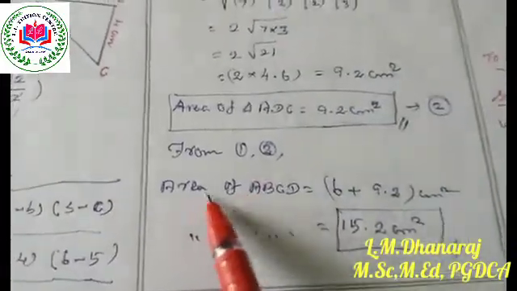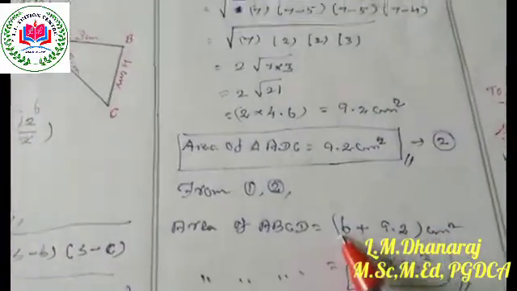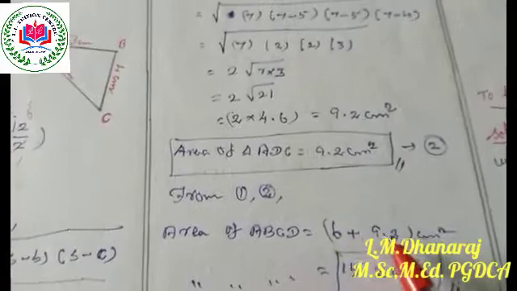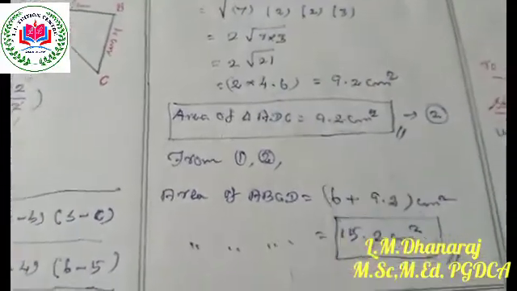But we need to find the area of ABCD, this entire diagram. So by adding, the first area is 6, the second one is 9.2. So this is 15.2 centimeter square.